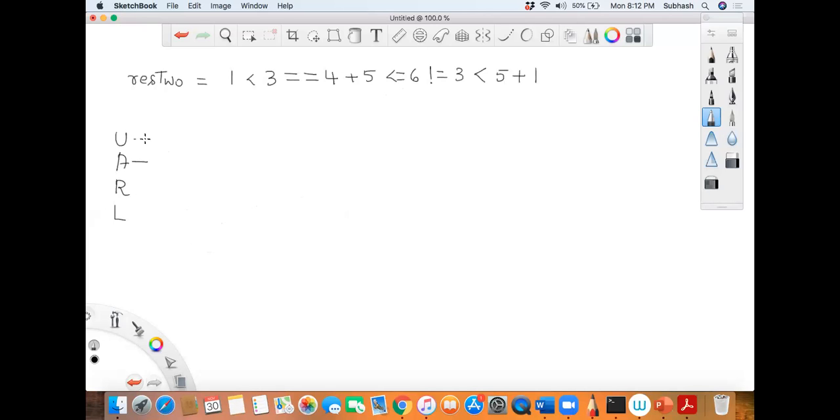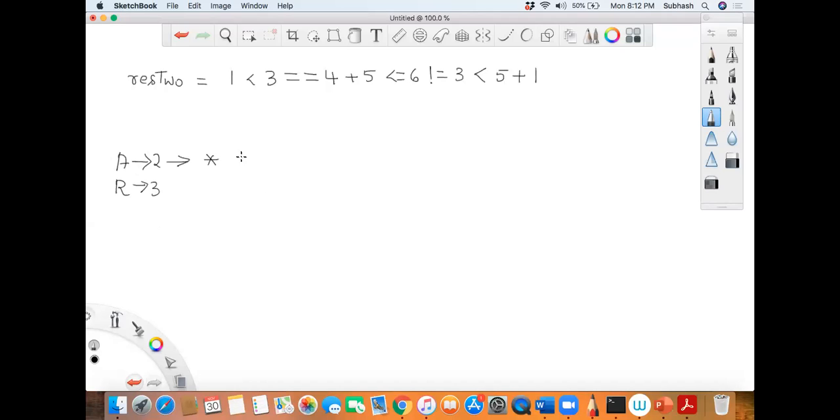First priority is given to the unary operator. Second priority is given to the arithmetic operator. Third one is relational, and fourth one is logical. In our example, we don't have unary and logical operators, so we do not bother about them. We have only arithmetic and relational. So first we have to evaluate the arithmetic operators, yes or no? Among arithmetic operators, whom should be given the highest priority?